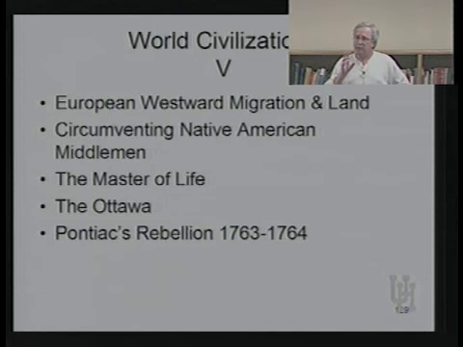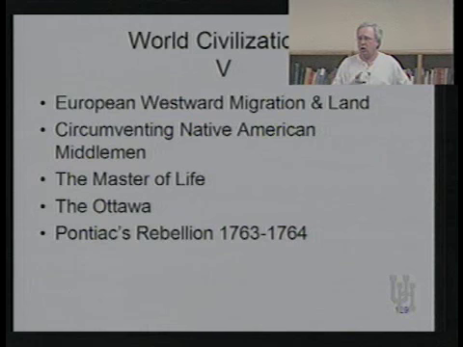For one thing, after a while, it wasn't just a few Europeans coming along the St. Lawrence River and the Great Lakes and the Hudson River to trade for furs. More and more people were coming to settle. And they were coming in ever greater numbers. And it was clear that they weren't going away. This was not a temporary situation. So the Europeans are starting to infringe on the lands of the indigenous populations.